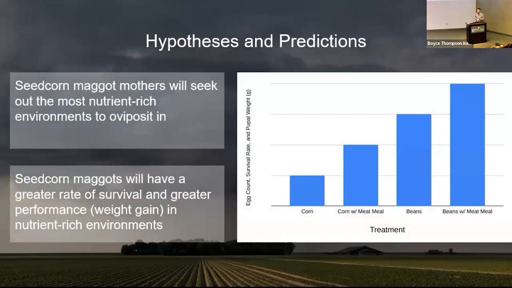For context, meat meal is essentially dehydrated meat powder. And it's another way of adding additional nutrients to the soil. Beans are more nutrient dense than corn, so we expected that to even have a higher preference. And then our highest we expected was the beans with meat meal, because that would have the most nutrients.